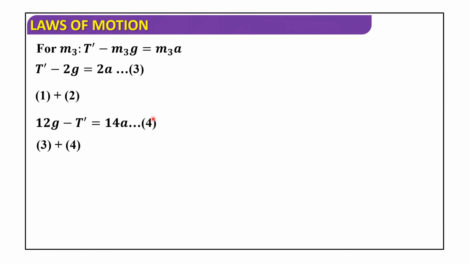So next, again adding 3 plus 4, we are getting 10g is equal to 16a. So a is equal to, from this, 5 by 8 into g. So this is the correct option: acceleration is equal to 5 by 8 into g. So the third option is correct. Okay.